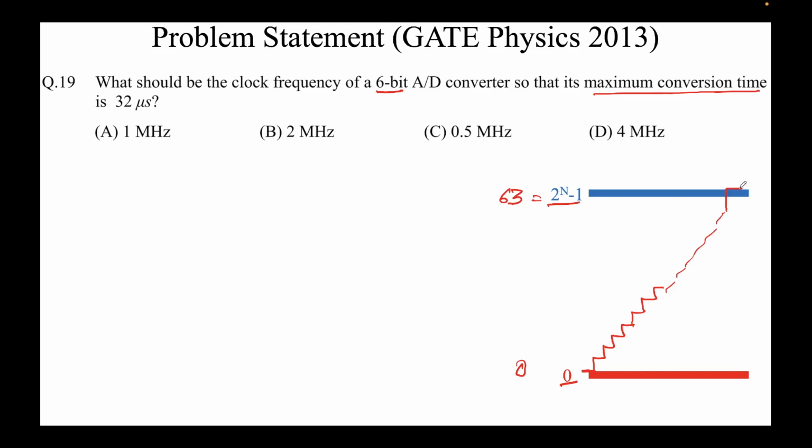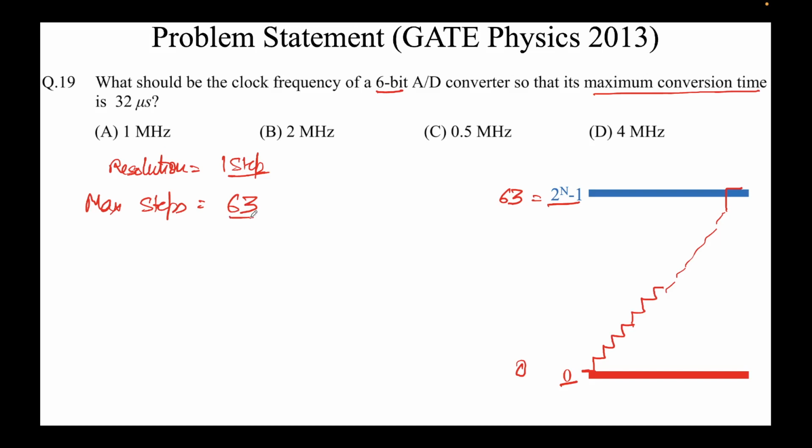We'll assume that we can only jump one step at a time. Remember, we defined the resolution as one step. That was the whole idea of the resolution. So how many maximum steps can you take in such a setup? The maximum steps that we can take is 63, from the lowest to the highest, right? And now the question arises, how much time will it take to take each step? Then we'll get the maximum conversion time, right?